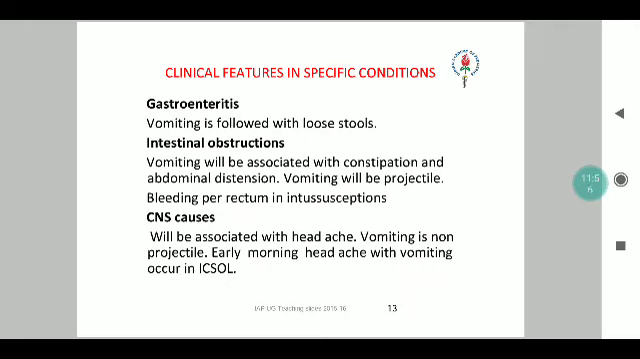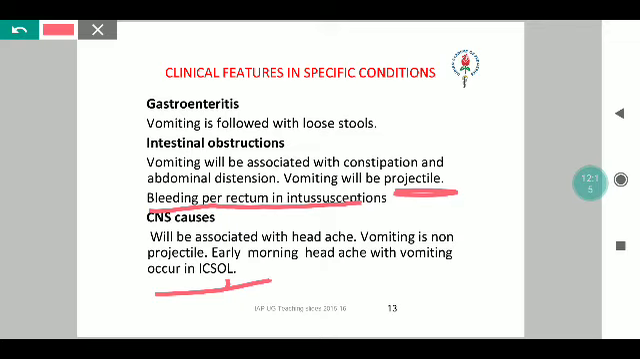Now, in specific conditions, gastroenteritis is where vomiting is followed by loose stools. An intestinal obstruction is where vomiting is associated with constipation and distension of the abdomen, and vomiting will be projectile in nature. And bleeding per rectum is seen in intussusception. If you see central nervous system causes, like I mentioned, there will be association of headache, and vomiting is projectile in nature with early morning headaches.